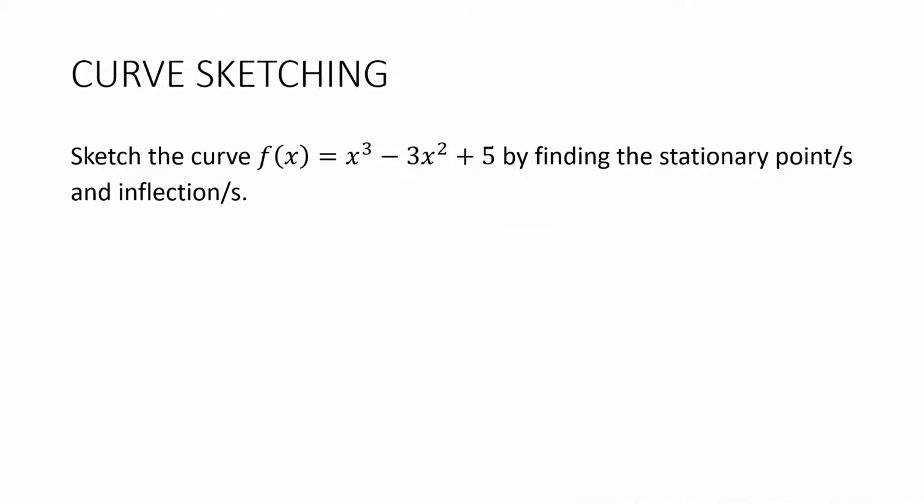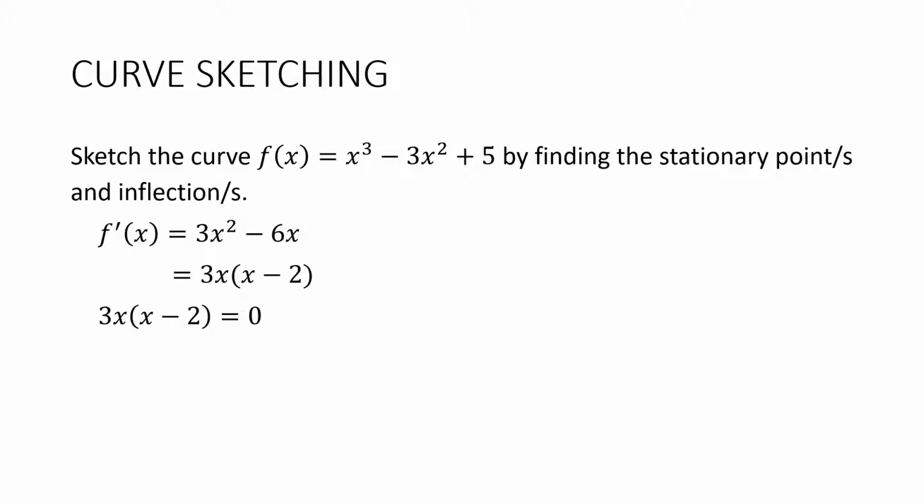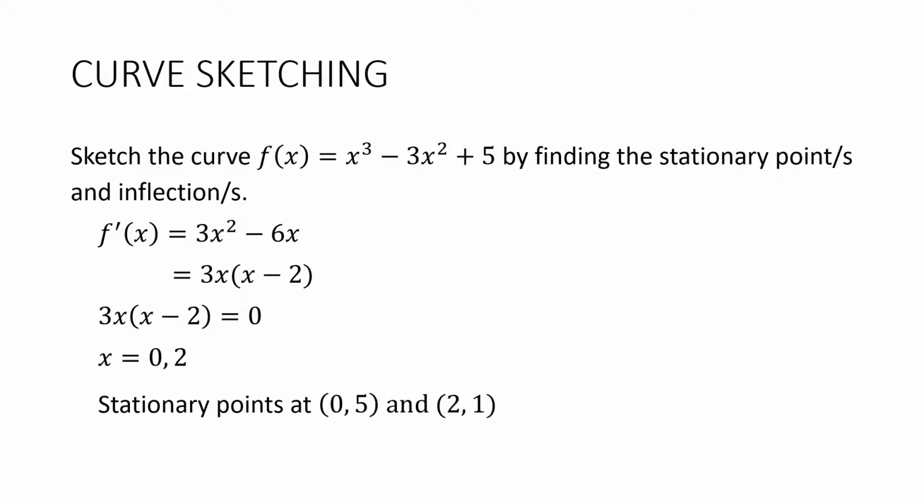Sketch the curve f of x equals x cubed minus 3x squared plus 5 by finding the stationary points and inflections. Okay, firstly, differentiate. Factorize and put it equal to 0. Okay, let's solve this. x is equal to 0 or 2. Remember, we don't just want the x values, we want to find the points, so we need the y coordinates as well. Sub back into here. 0 into there gives us 5. 2 into here gives us 8 take 12 plus 5 is equal to 1. So our stationary points are (0, 5) and (2, 1).